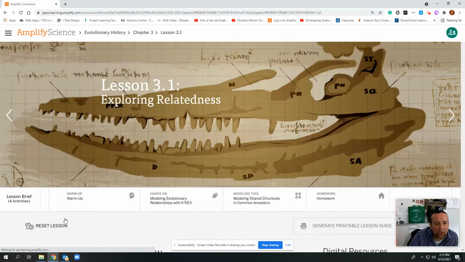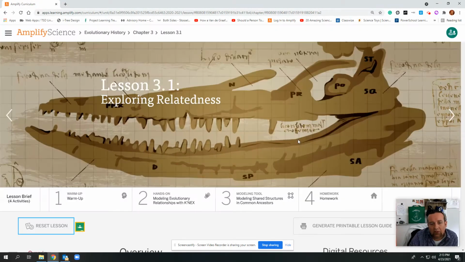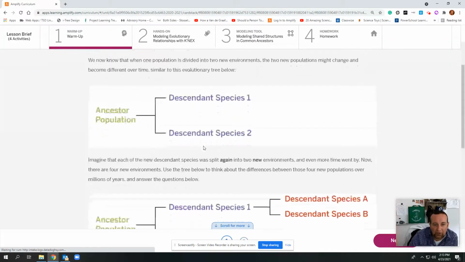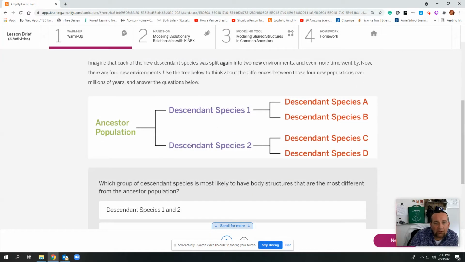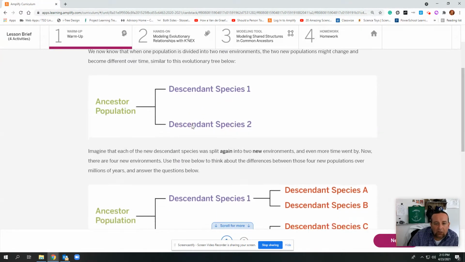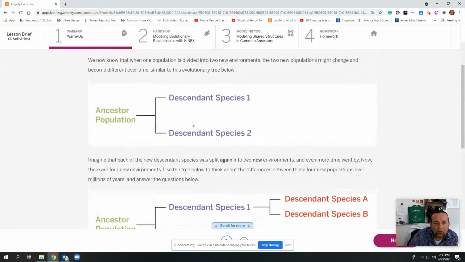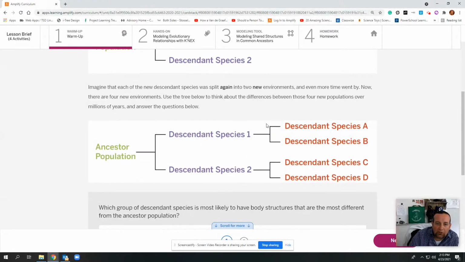And I apologize, I do want to reset my lesson. I'm not giving away answers. So, here we go. We've got one of our evolutionary trees with an ancestor population and descendant species. And this is kind of the basic, right? We're going to go a little step deeper. So up here, there was a change or a split in the population where there were 2 different environments. Here, you'll notice it happens again. And so we have multiple species over on the right now.